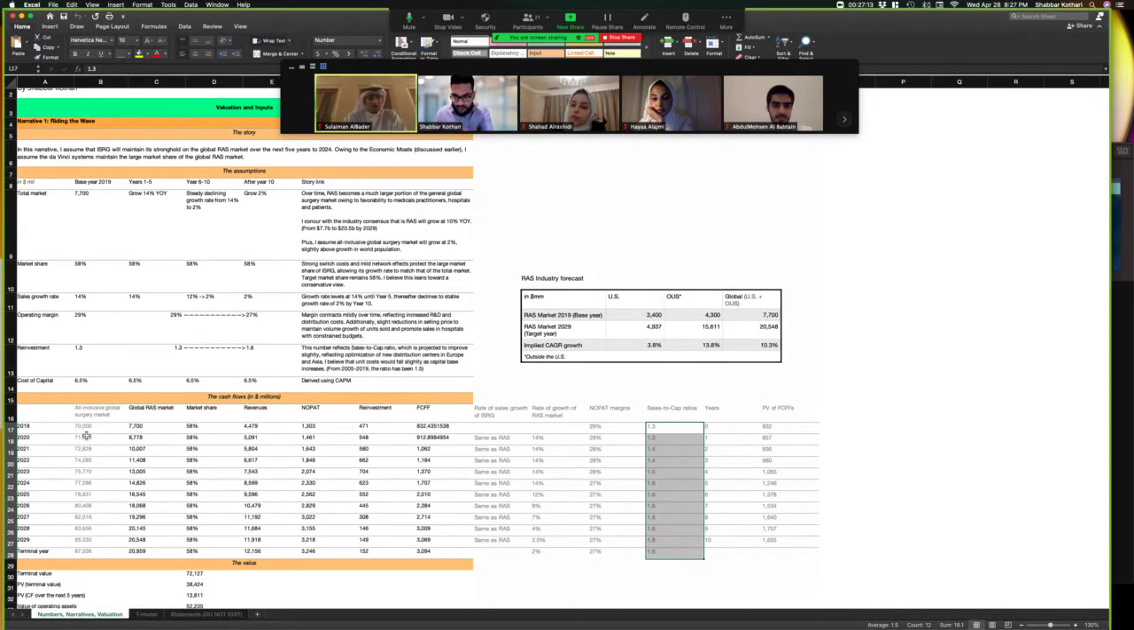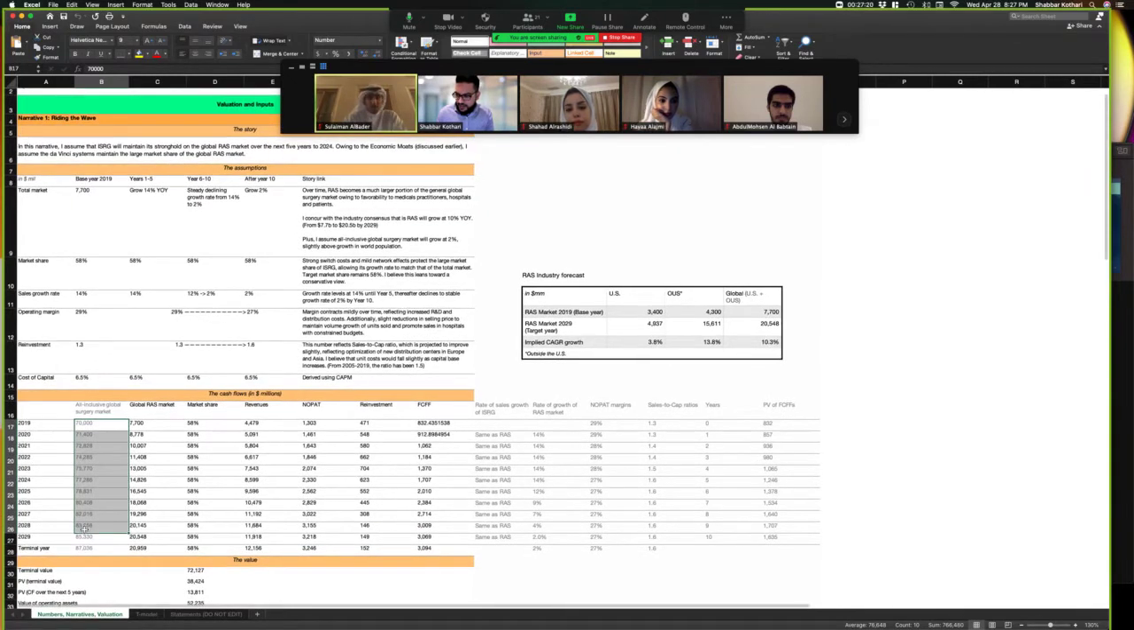Right? I'm going to walk you through each column. Follow along with me. So you look at column B down to B17. You'll see that says all-inclusive global surgery market. That's the whole hospital, we're assuming.